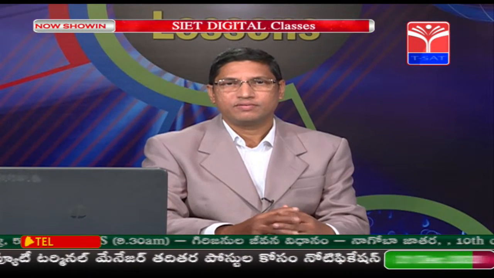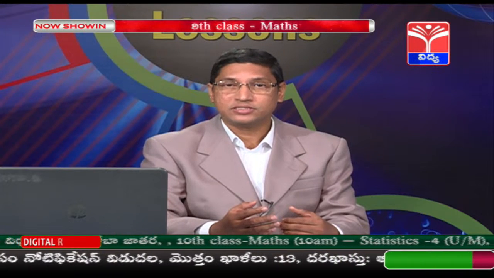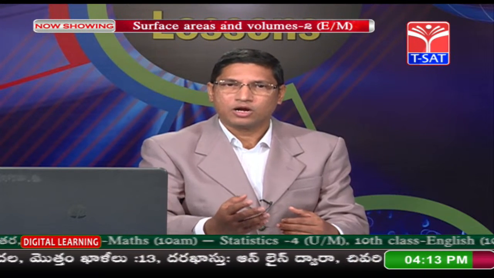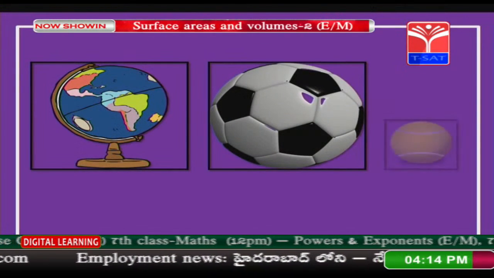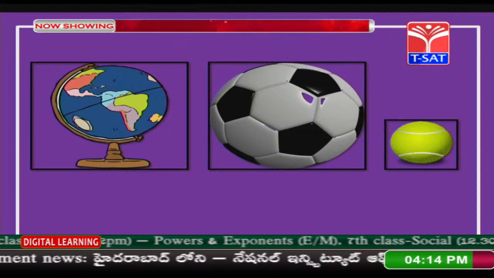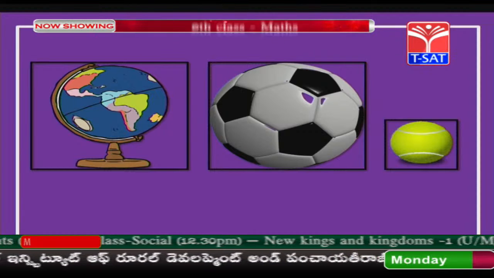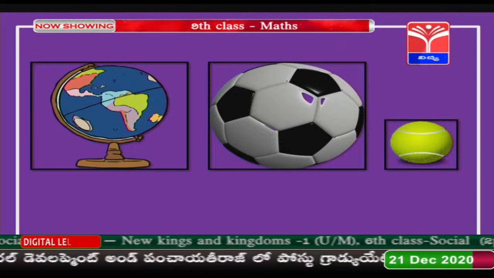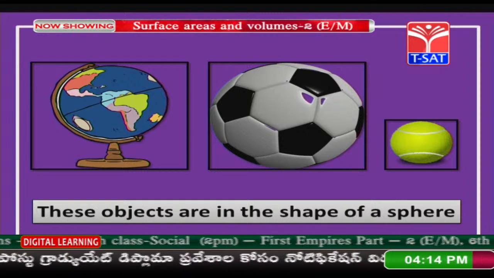So, children, we have learnt the curved surface area of a cone as well as the total surface area and also the volume of a cone. Now, let us learn the surface area and volume of another solid, that is sphere. Take a look at the images shown on your screen. Yes, a globe, a football and a tennis ball. What is the shape of these objects, children? Yes, these are all in the shape of a sphere.